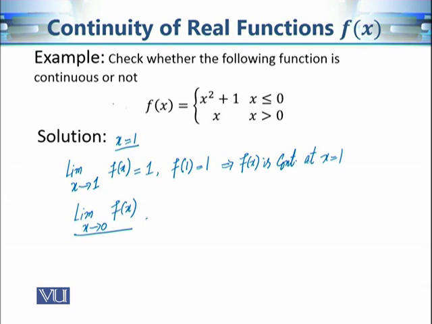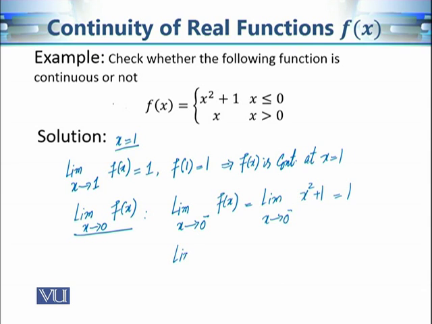To calculate this limit, we first calculate the left hand limit. So we are approaching the point from the left side, x approaches 0 minus of this f of x. When x is less than 0, the function is defined like x squared plus 1. So this is basically the limit as x approaches 0 minus of x squared plus 1. And in this case, we can see that the left hand limit at point 0 is 1.